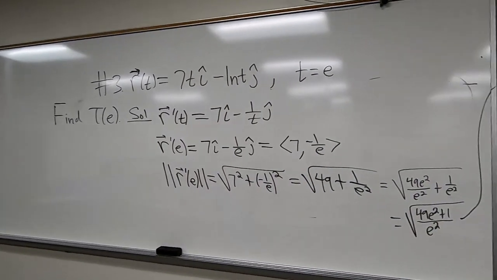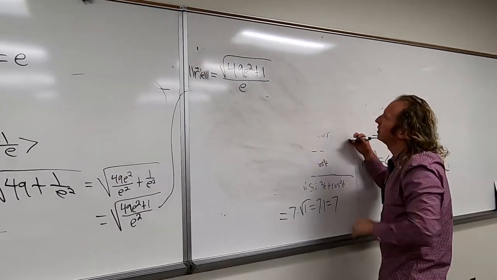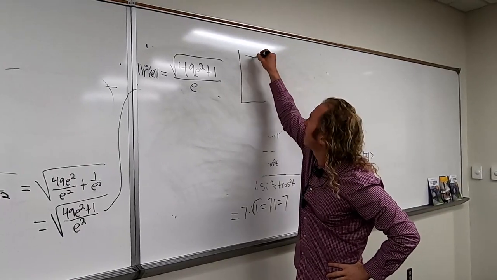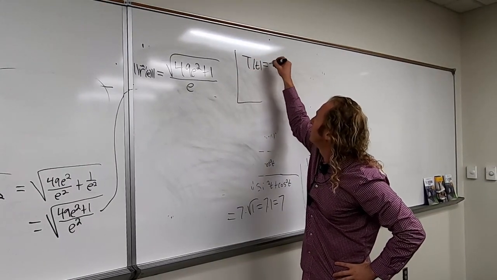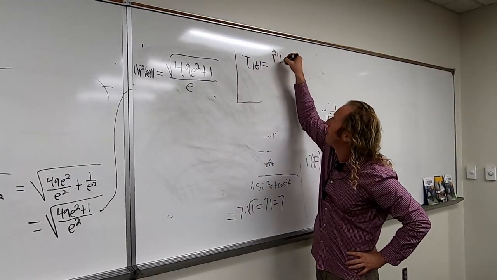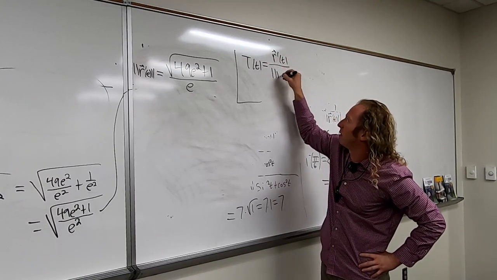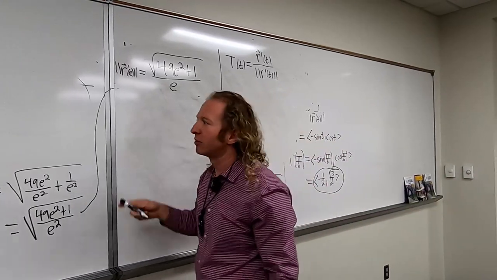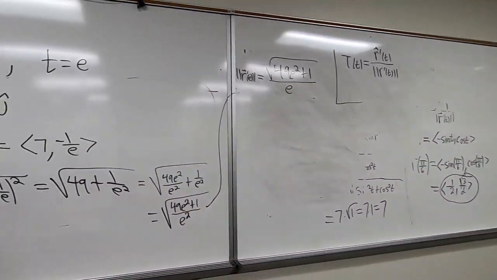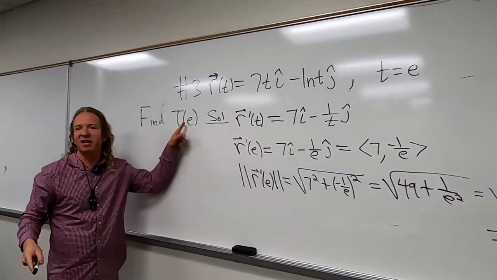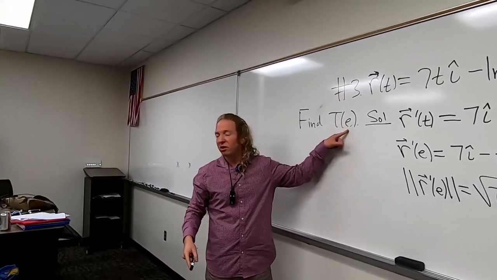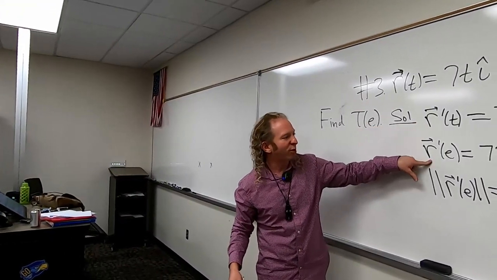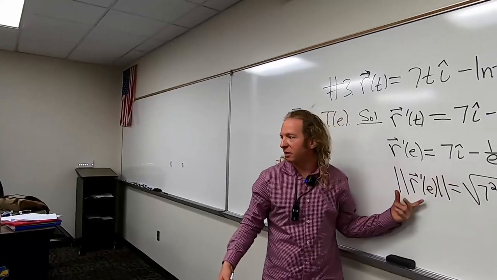So the formula we're using, I'll write it down because Luigi and some of the people weren't here, is this one. The question is to find T of t, which is r prime of t divided by the magnitude of r prime of t. This is called the unit tangent vector. I'll pass out the formula sheet in a minute. So step one was to find the derivative. And then we have to find it at e, T of e.